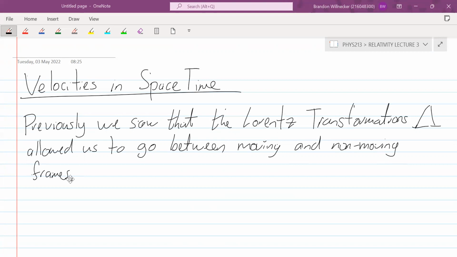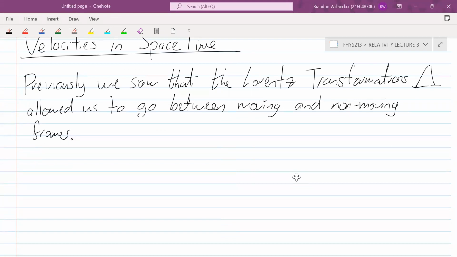In fact, this was a linear transformation. So if we were to go from, let's say, Cartesian to polar, that would be a non-linear transformation. However, in this case, if we're going from a non-moving frame to a moving frame, we could write this as a linear transformation of the coordinates. Now, since it was a linear transformation, we could write it using a matrix, right? Linear transformation, we can use linear algebra.